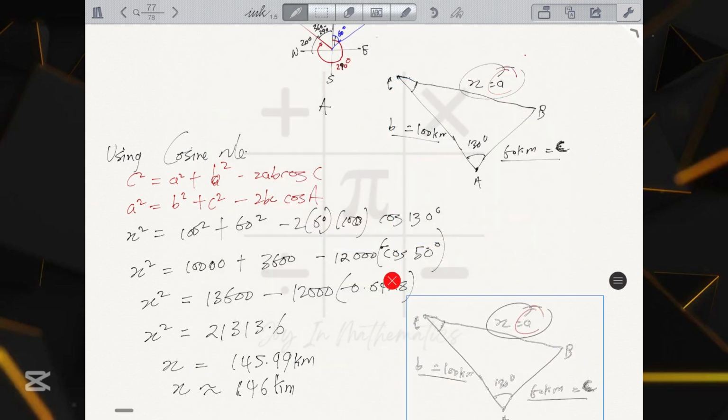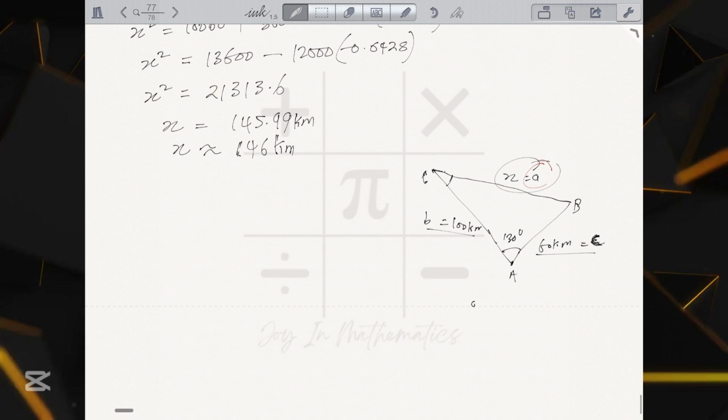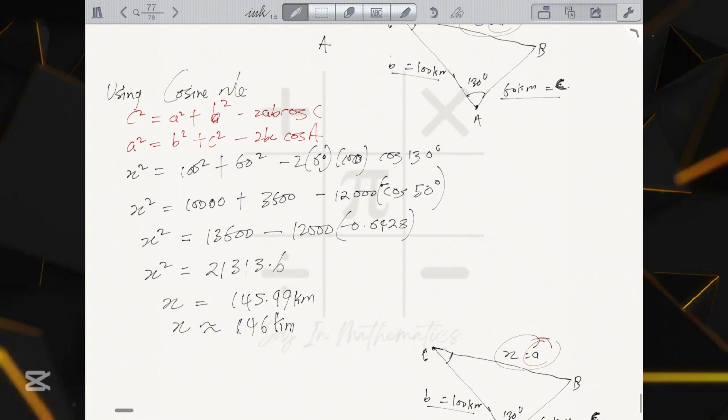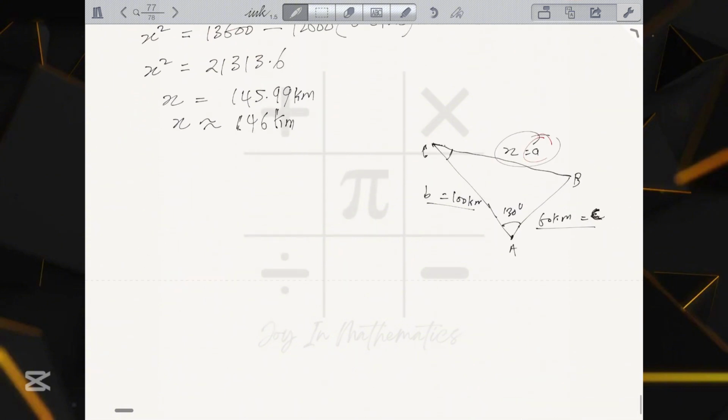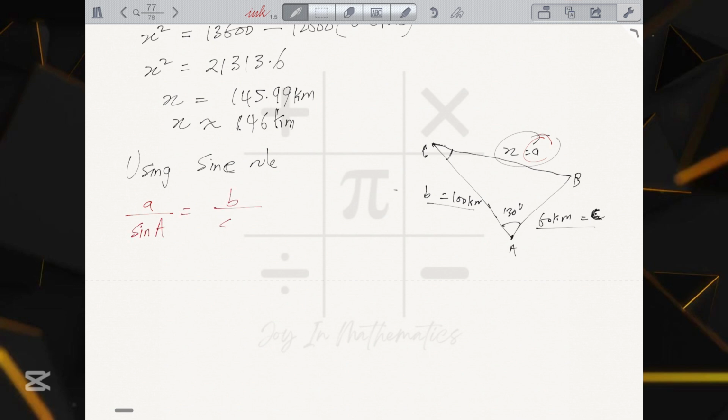Duplicate, and we come down here. So let's evaluate angle at point C. Therefore we'll be using sine rule, and in sine rule we understand the concept that A divided by sine A is equal to B divided by sine B, which is equal to C divided by sine C.